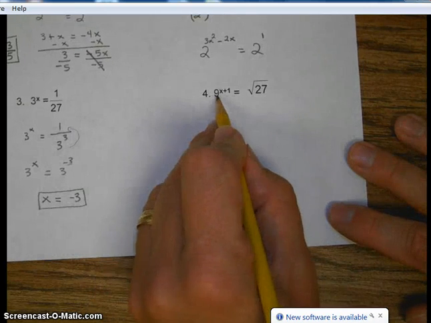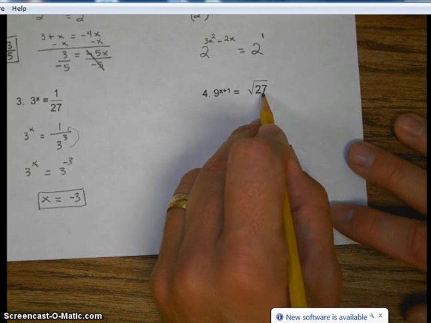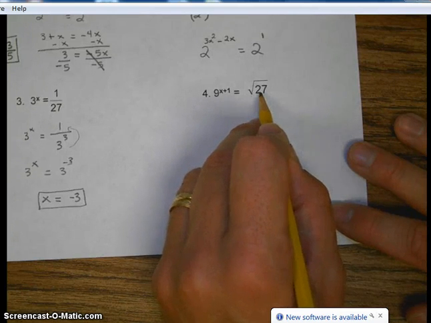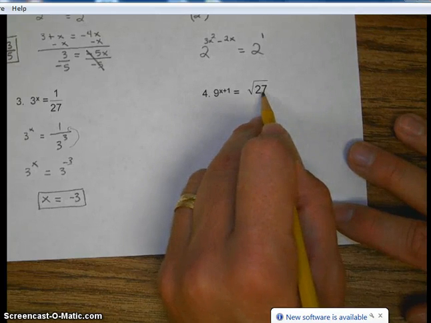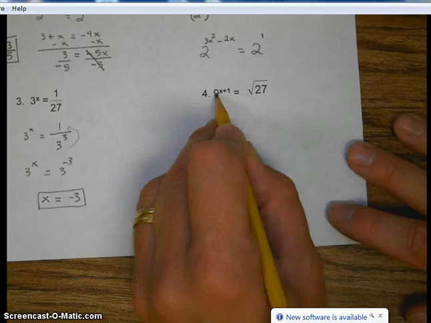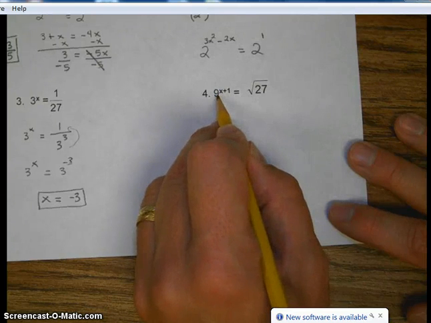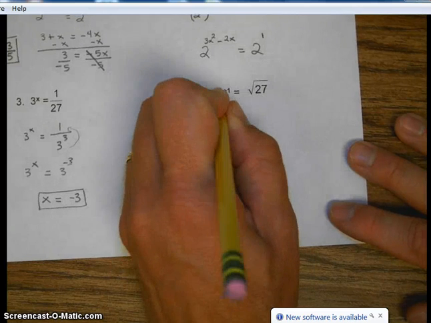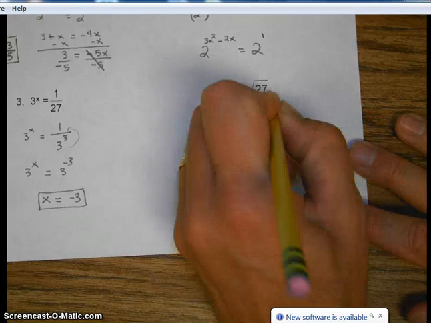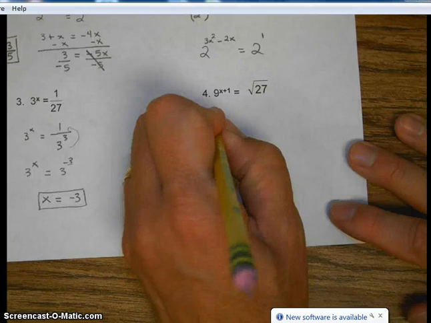Alright, so we have base 9 here. Can we make this base 9? 9 to the first is 9. 9 to the second is 81, so no. So that means we need to go down a base. The next number that we can multiply times itself to get 9 is 3. So we know that 3 squared is 9, so we could make this 3 squared. And we know 3 to the 3rd power is 27. So we can go ahead and use base 3 on this one.